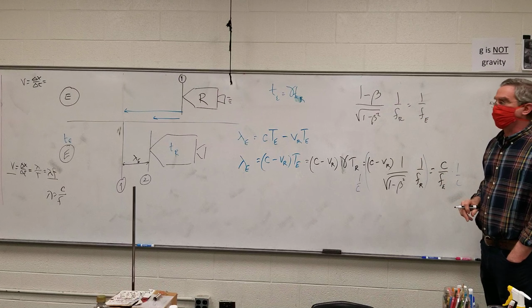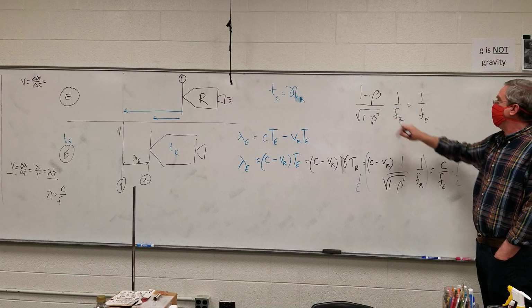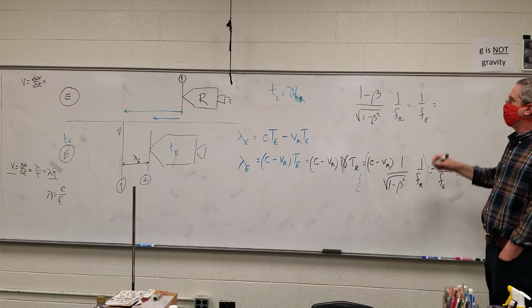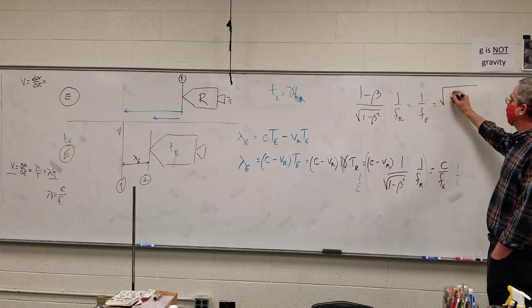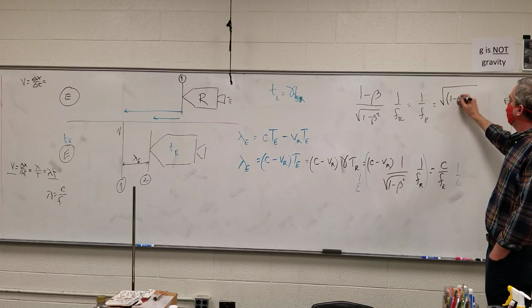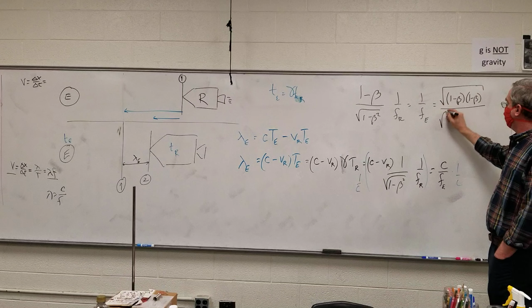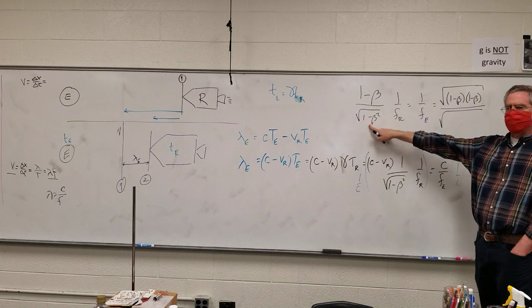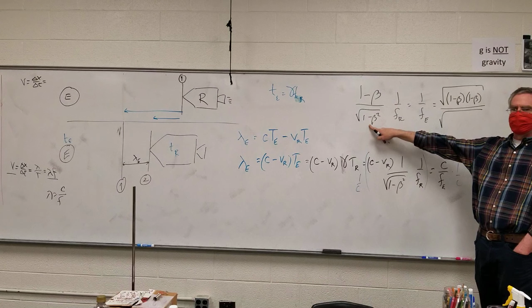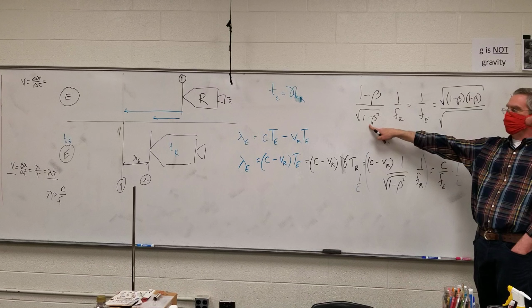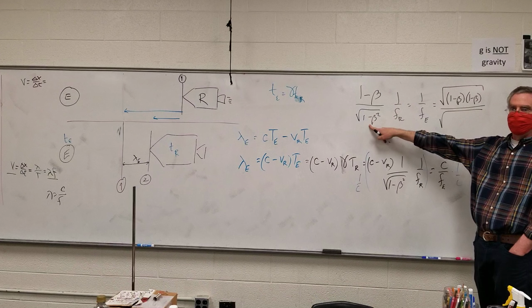Now this is not the typical form for it. I have 1 minus beta here, so let's go ahead and do a little fancy math. So that is the square root of 1 minus beta times 1 minus beta. And down here, how do you factor this? Algebra problem. How do you factor 1 minus beta squared?